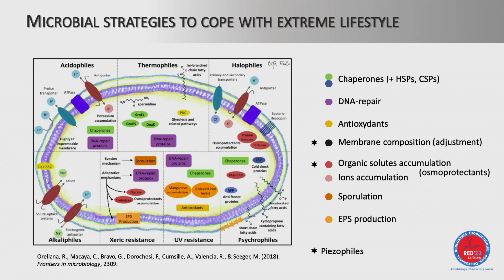In the UV-resistant microorganisms, you also have DNA repair and antioxidant, and the cells that live under really dry conditions, so the xerophiles, can also develop a sporulation mechanism. So it's a really well-known mechanism for bacteria. When they are under stress conditions, they're gonna sporulate.